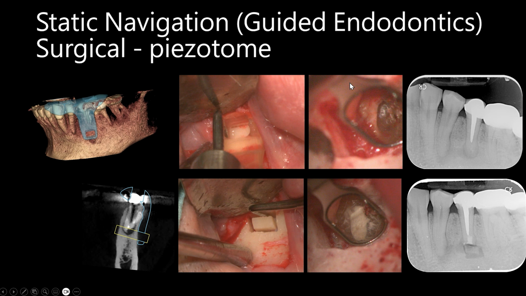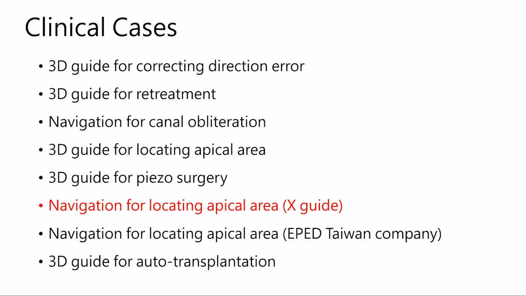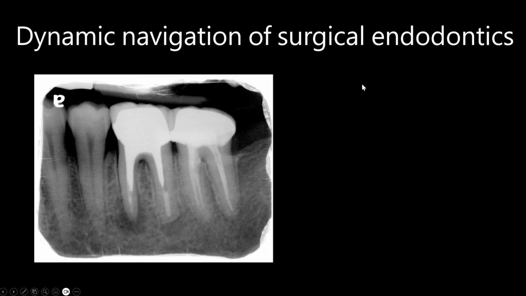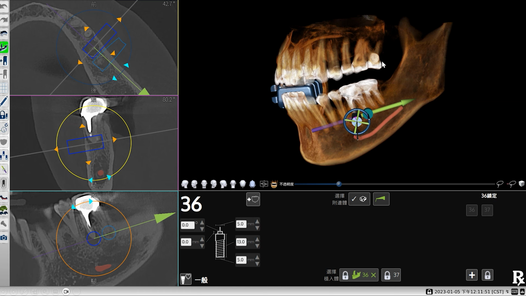We also use the navigation system to do the apical surgery, which is almost the same concept as doing this with a 3D print guide. It's just dynamic. This post is very difficult to remove, so we decided not to remove the crown or the post, and do the apical surgery. But if it is a posterior lower tooth, the buccal bone will be thick, so it will be difficult to penetrate and reach that part.